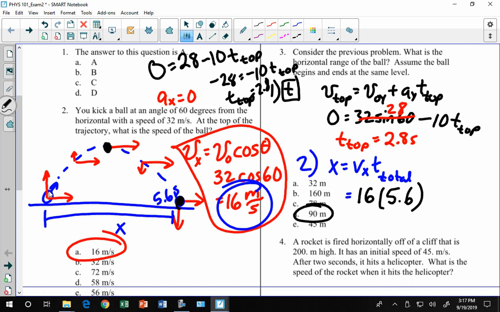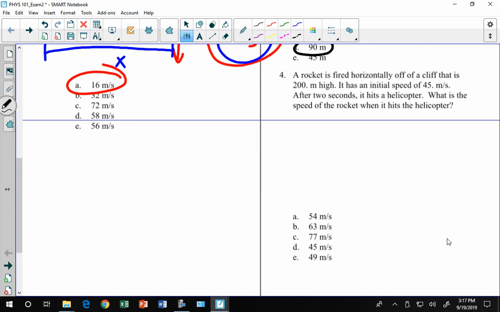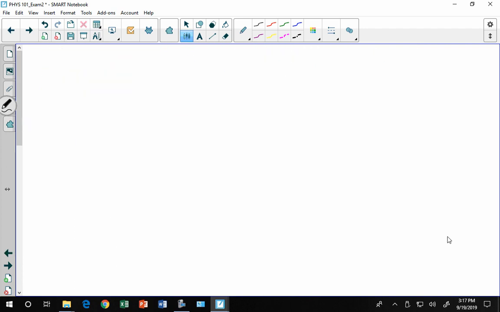Y'all with me? Expect a problem like number 3, where I'm asking for the total range, or the total height, or something similar to that. I want good practice on this because you're going to see it on the test, and it's going to be worth more points. Number 4, you can see it on the test, but we're not going to worry about that one right now.